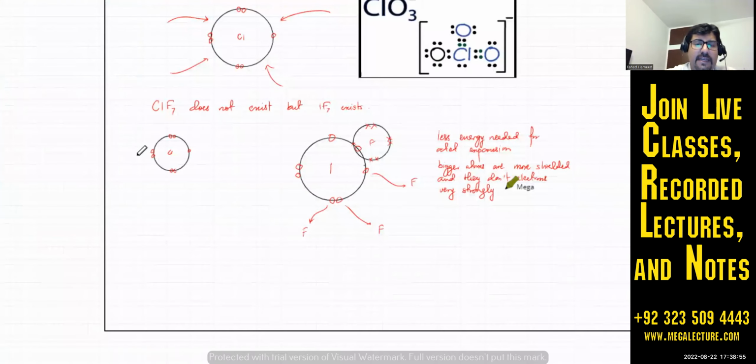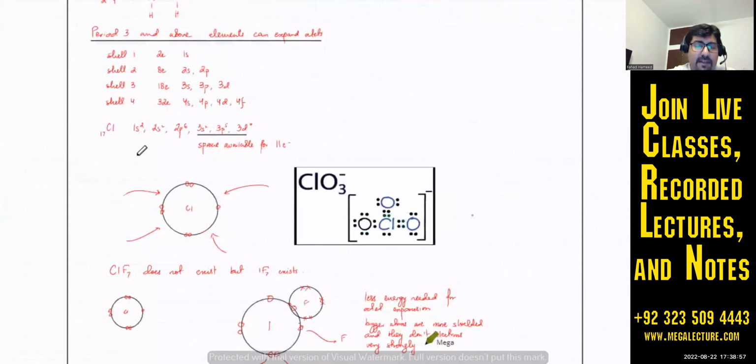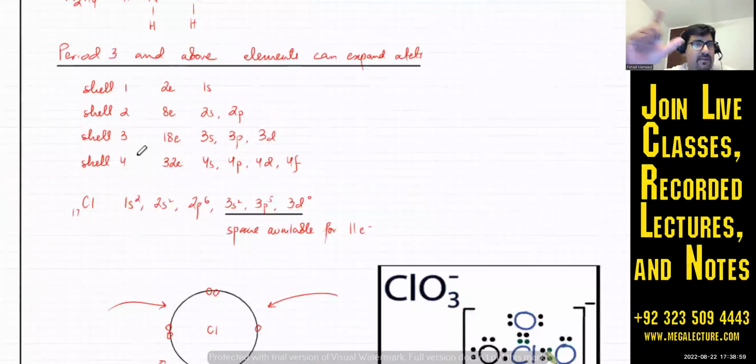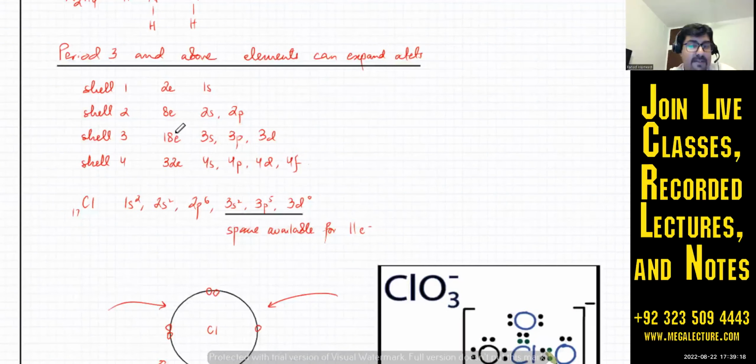So just this basic idea: at O levels you're stuck with the octet rule, right? Now you have to unstick yourself from the octet rule. The octet rule is fine up till shell number 2. Shell number 2, maximum number of electrons, that's going to be 8. Shell number 3, the number of electrons that an atom can accommodate could be a lot more than 8. You can have 18 electrons maximum.